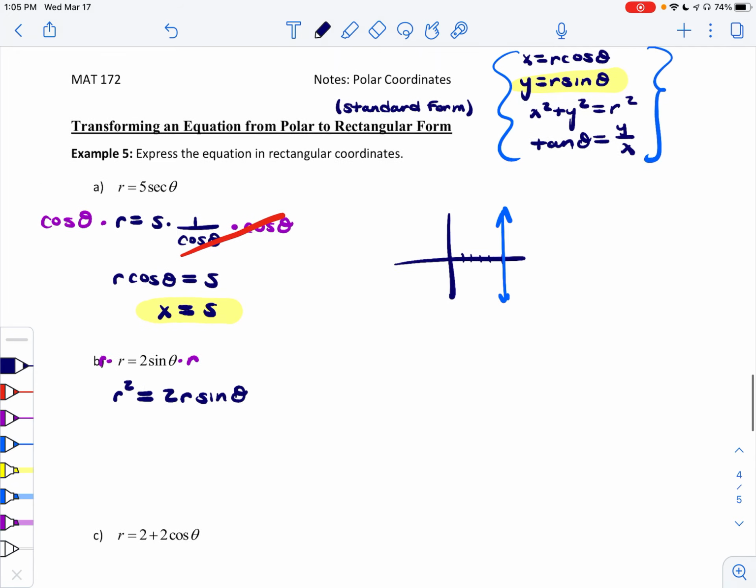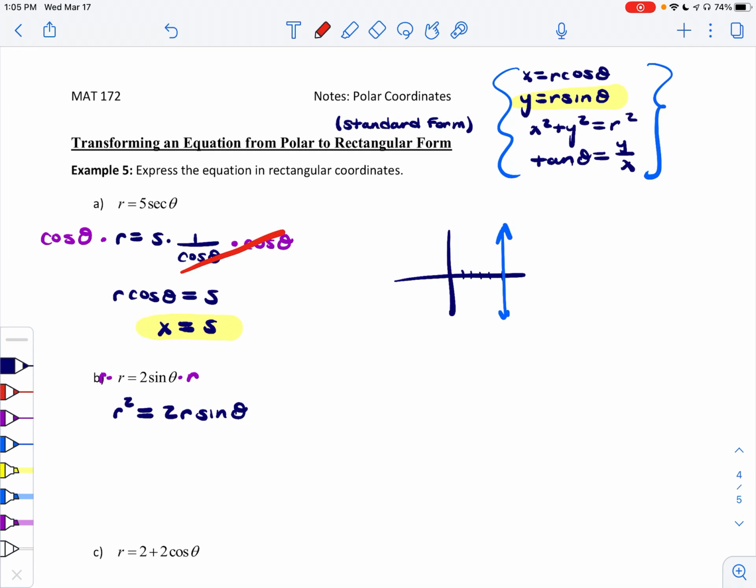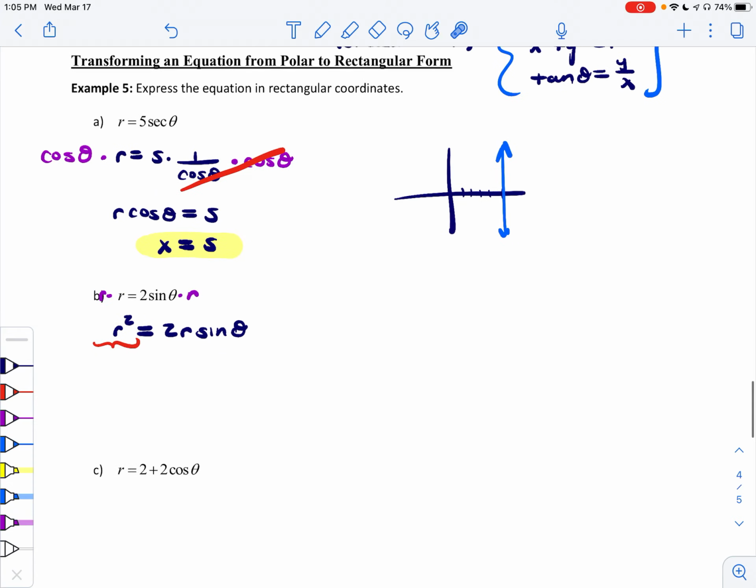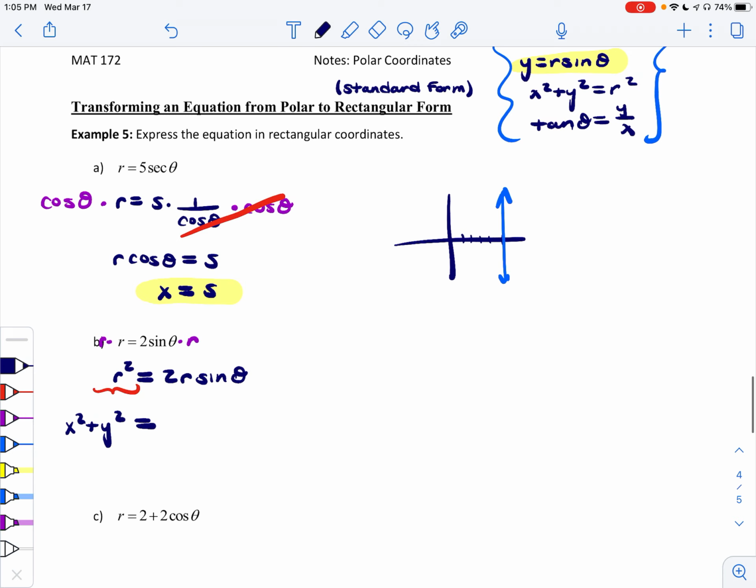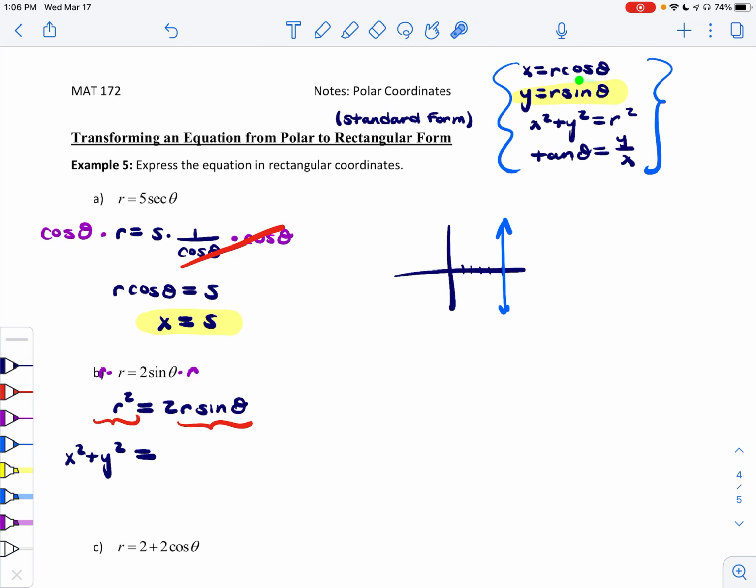Okay, now we have some things that we can substitute. So if we think about this, r squared, according to our identities over here, r squared is equal to x squared plus y squared. I can make a substitution right there. All right, and then r sine of theta is equal to y.